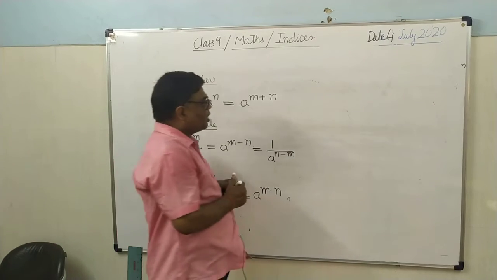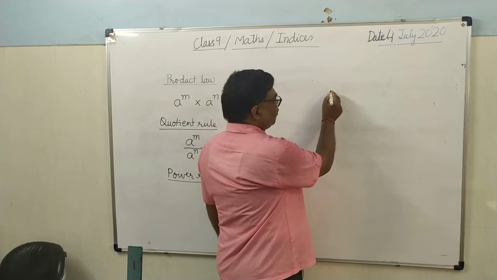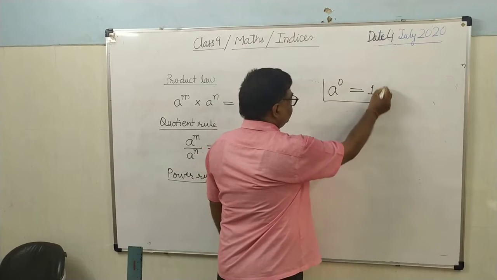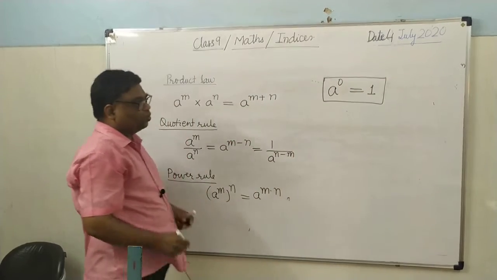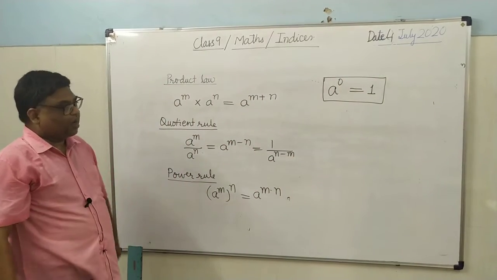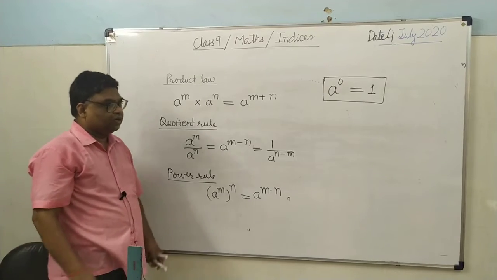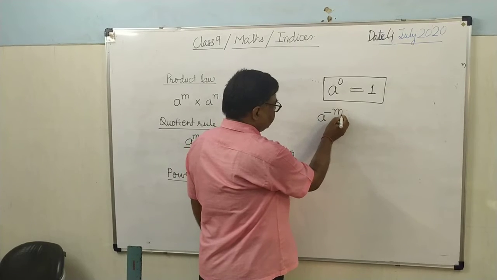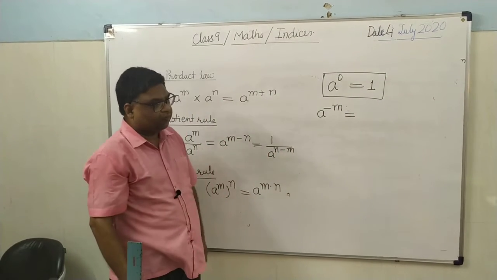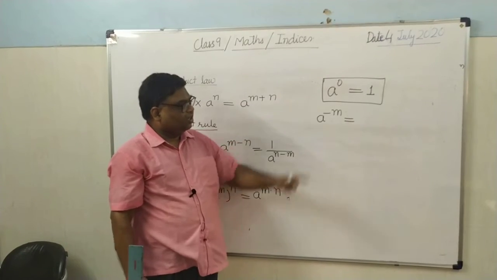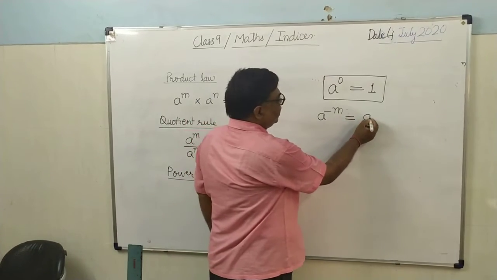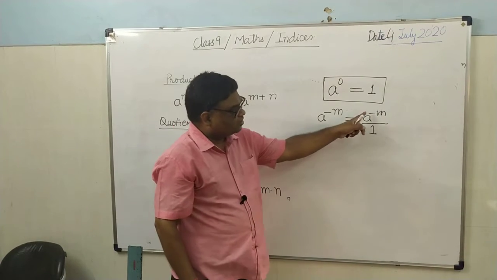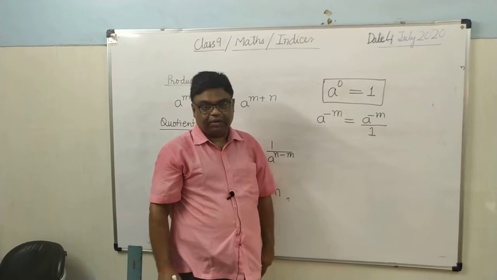Now there is one very important rule. For every value of a, a to the power 0 equals 1. If the power is 0, then the value will be 1. Then you can see here a to the power minus m. How will you write it in the positive power? You can write a to the power minus m as 1 divided by a to the power m. You bring this negative power term into the denominator.